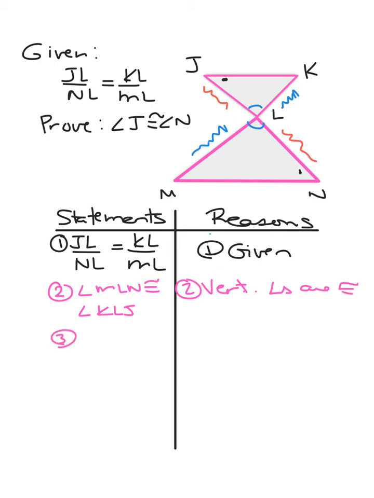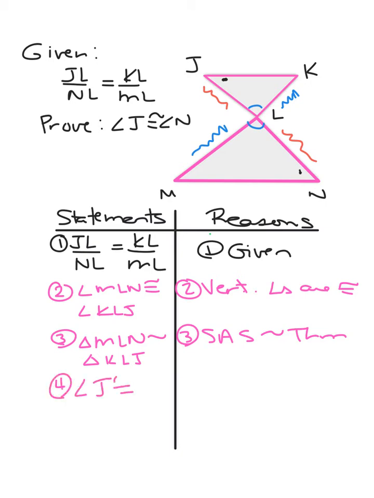Now because of that, I actually have the triangles are similar now. So I can say triangle MLN is similar to triangle KLJ, and similar to what we said in the last proof, we need to be careful that our letters are matching up to the corresponding parts of the other triangle, and that's going to be because of side-angle-side similarity theorem. I have a pair of angles that are congruent, and the sides that are including that angle are in proportion. So now once I say that those triangles are similar, I can say angle J is congruent to angle N because of the fact that corresponding angles of similar triangles are congruent.